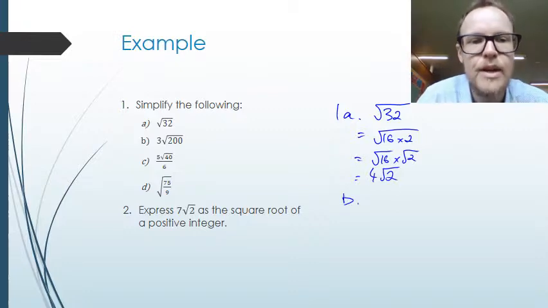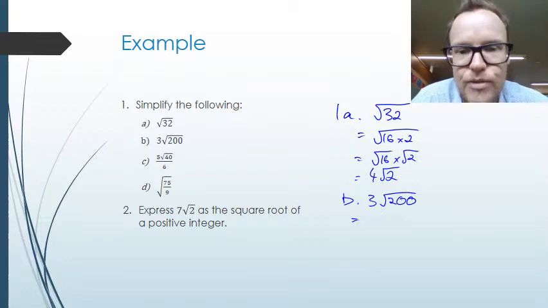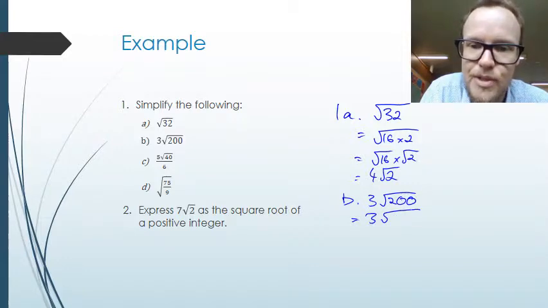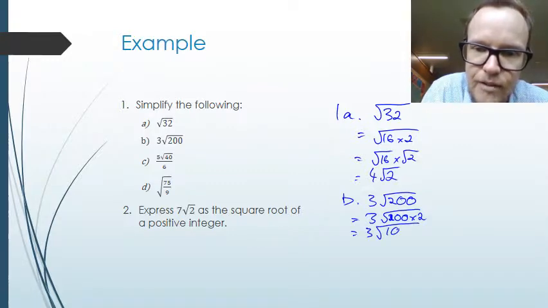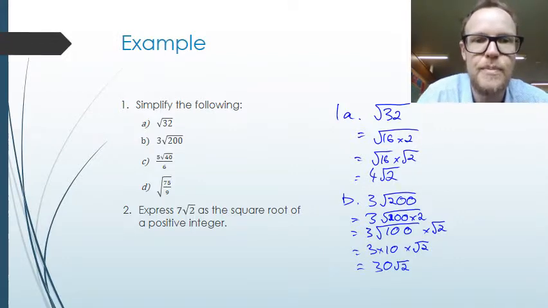For B, we've got 3 root 200, and underneath, factors that are perfect squares, we've got 2 and 100, so we can go 3 times the square root of 100 times 2, which is 3 times the square root of 100 times the square root of 2, which is 3 times 10 times root 2, so we get 30 root 2 for B there.